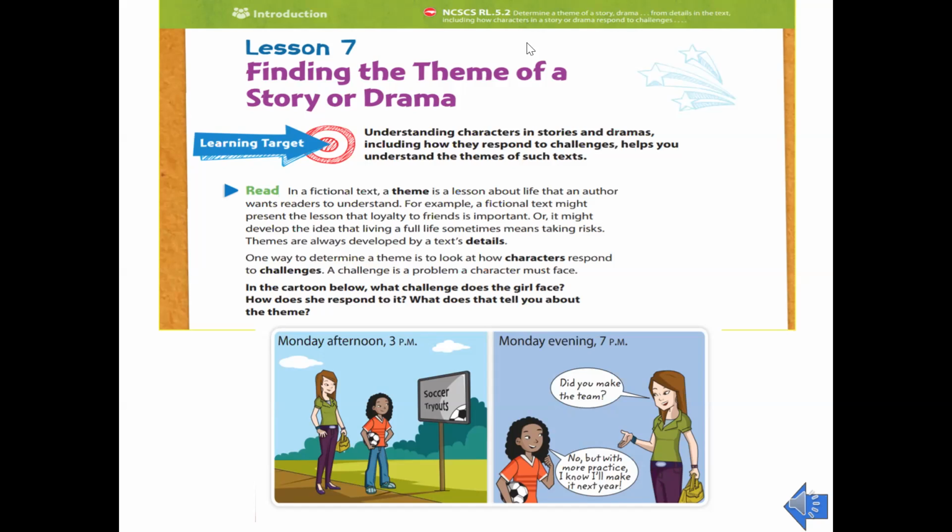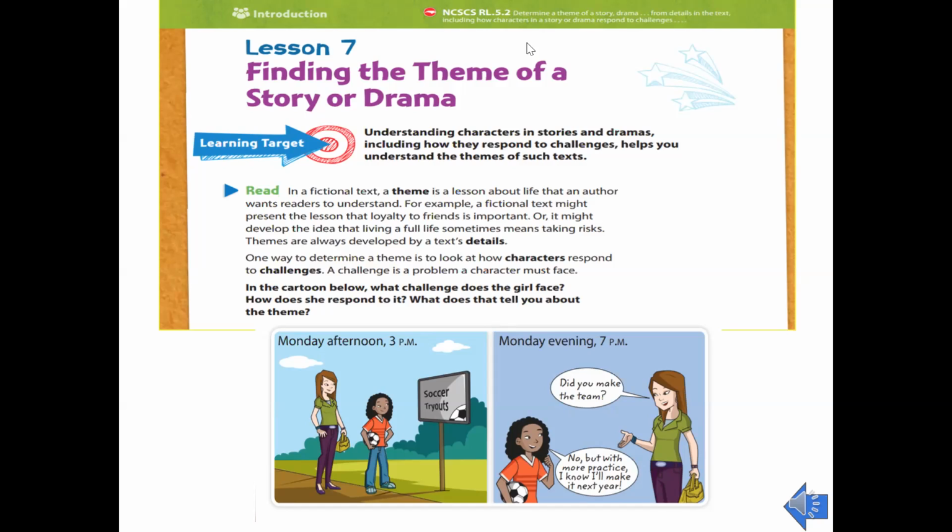One way to determine a theme is to look at how characters respond to challenges. A challenge is a problem a character must face. Now, keep in mind that challenges are not always problems. So I want to clarify that a little bit. Challenges are things that are just a little bit harder. It doesn't necessarily mean it's a problem, but it just takes a little more work to overcome it, okay?